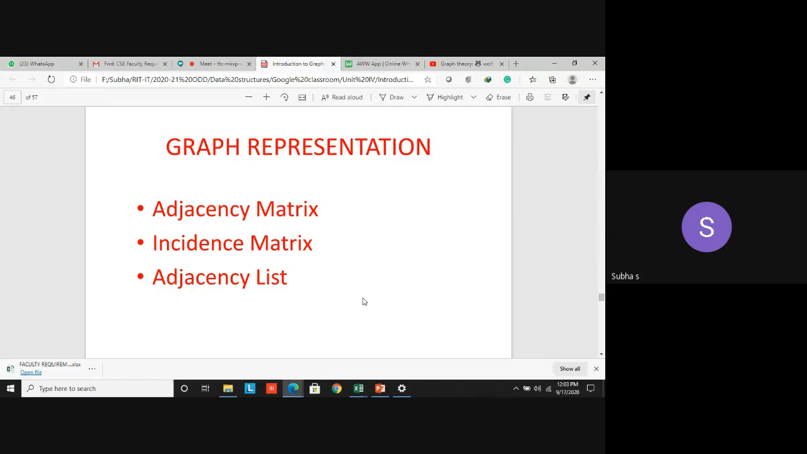Very important big question, a normal one-word question from the interview point of view. They will ask: how can you represent a graph? Either by using an adjacency matrix, or by using an incidence matrix, or by using an adjacency list.